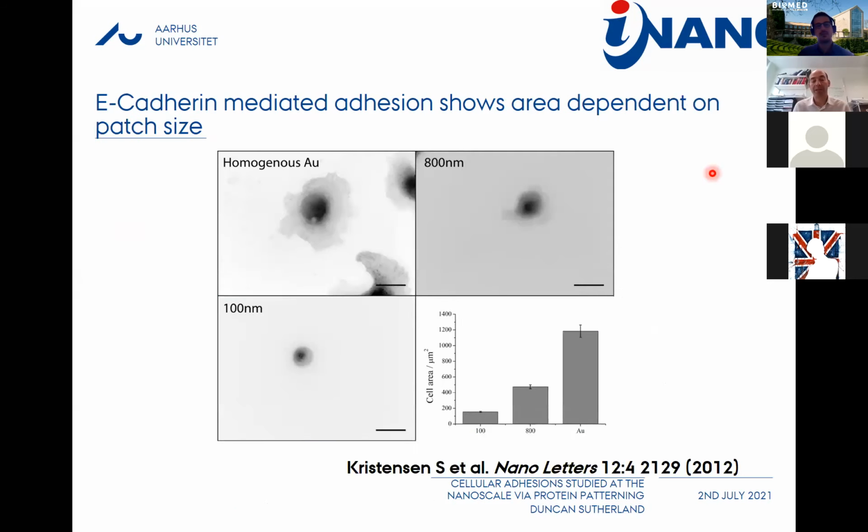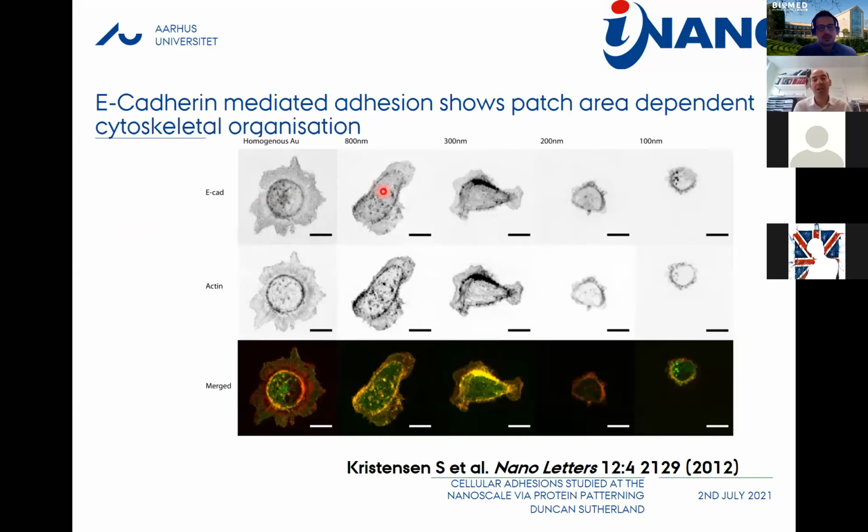But as well as the formation of these, the cell attachment, we also see changes in the cell's ability to spread and connect to the actin. On the very small patterns, they're just not spreading at all, and then there's a size dependence in the spreading. We also see changes in the way in which the ECAD is assembled and how it links up to the actin. So again, we're seeing a clear connection between the patch size, the formation of these adhesions, and the connection to the cytoskeleton.